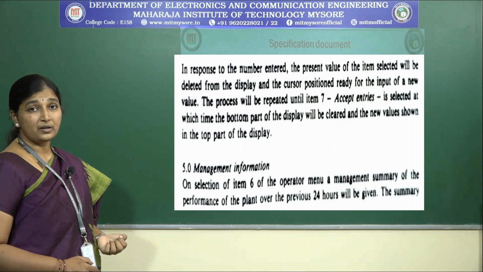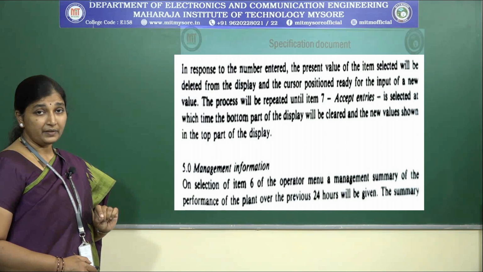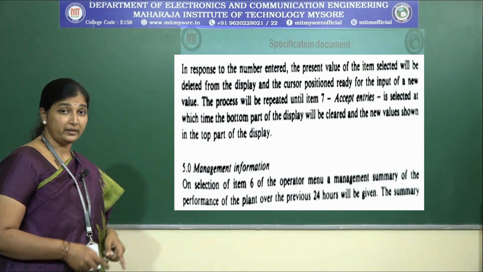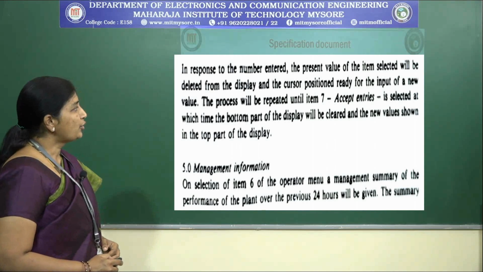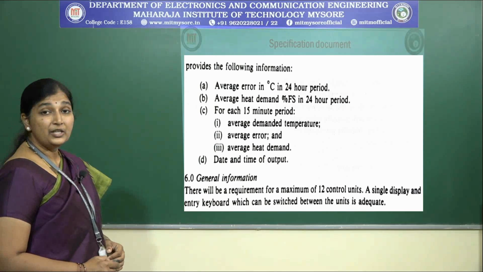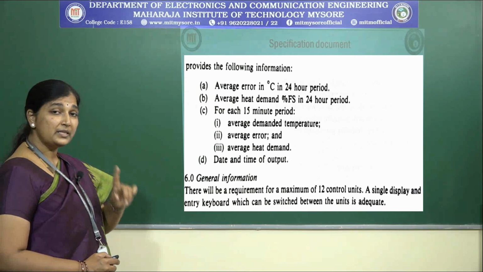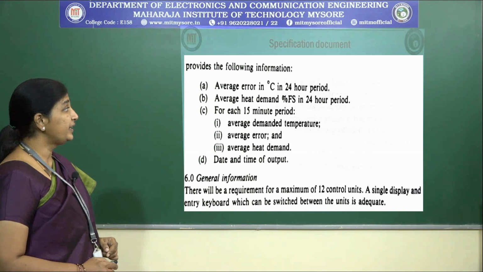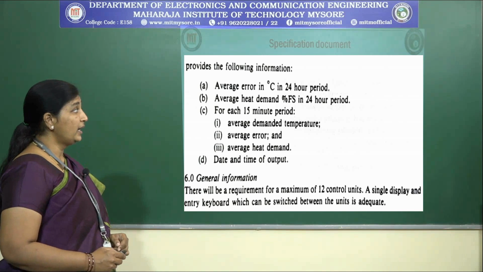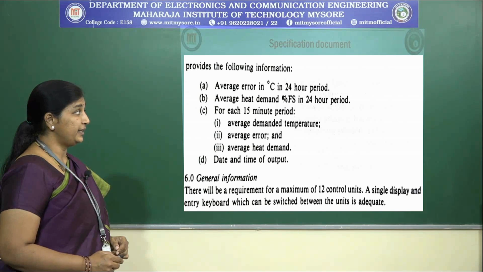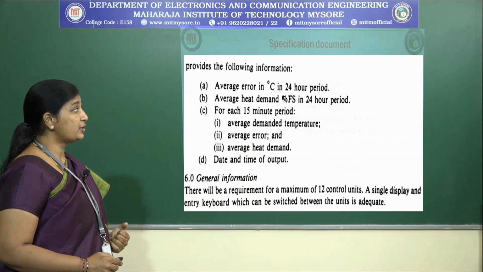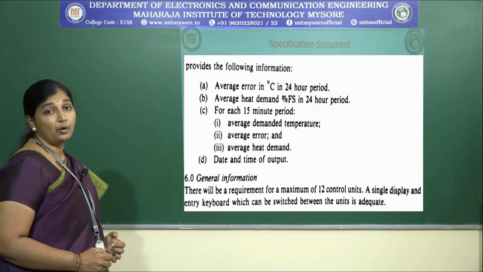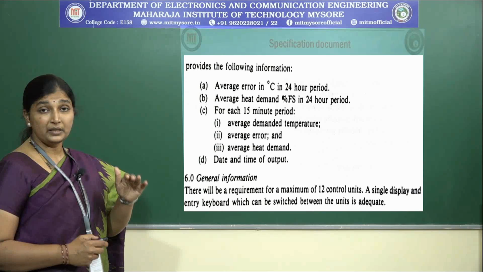Finally, you have the acceptance entry, wherein the seventh entry will give you the summary of the entire specification that was monitored through the day. What should it provide? It should provide the average error, because you are scheduling for one single day, right? So the average error in degrees Celsius for the 24-hour period, and average heat demand. Then for each 15-minute period, what are you expecting? Average demanded temperature, average error, average heat demand, and date and time of the output. So this should be there in the summary.